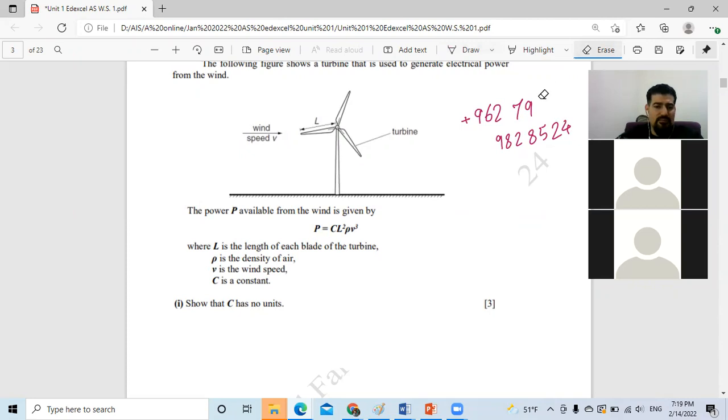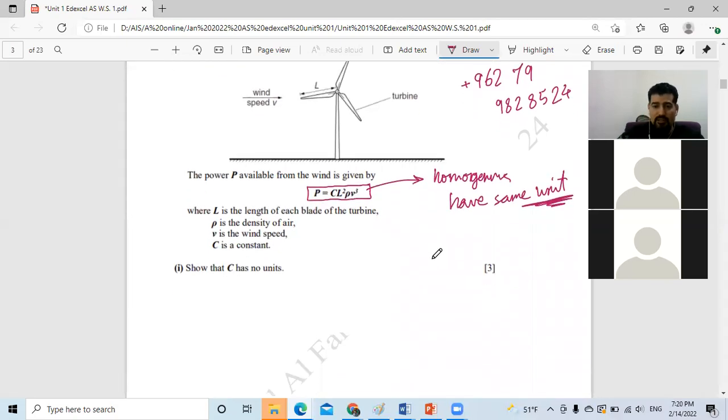Okay, let's do this question. What they ask: where L is the length of each blade, rho is the density of the air, V is the wind speed, and C is a constant. Show that this C has no unit. Now, every time they give us a formula, this formula is supposed to be homogeneous. What's the meaning of homogeneous? Homogeneous means that the right side and the left side of the equation both have the same unit.